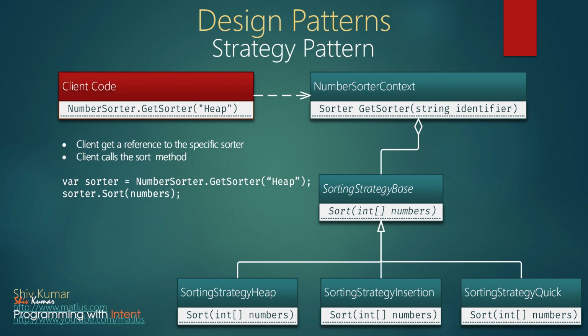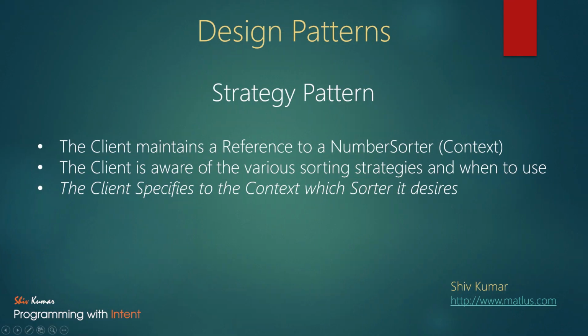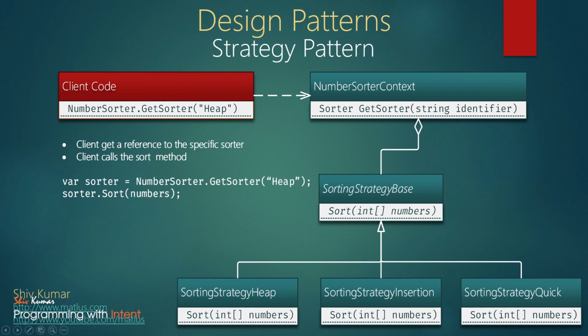So the hollow diamond shape indicates aggregation in UML. What it's saying is the number context class is aggregating these three concrete classes. All right.